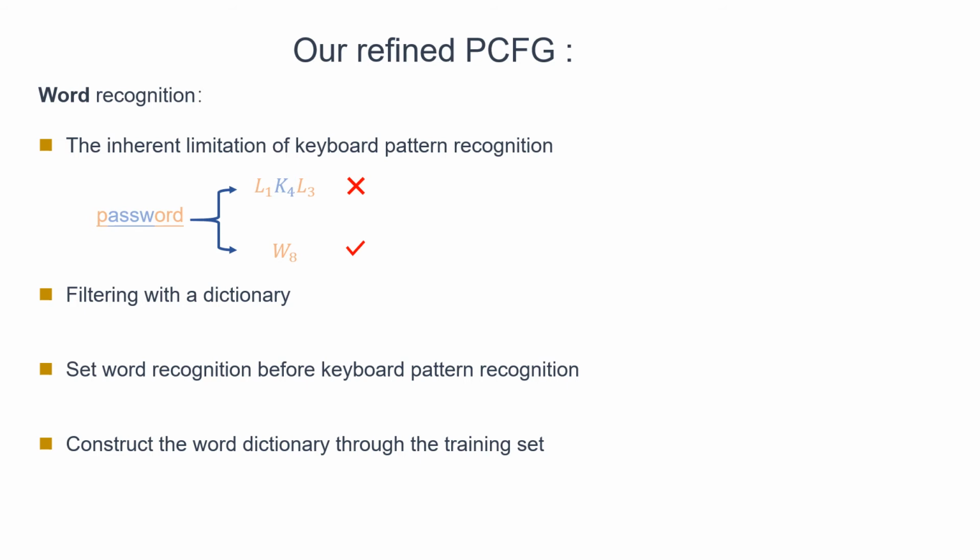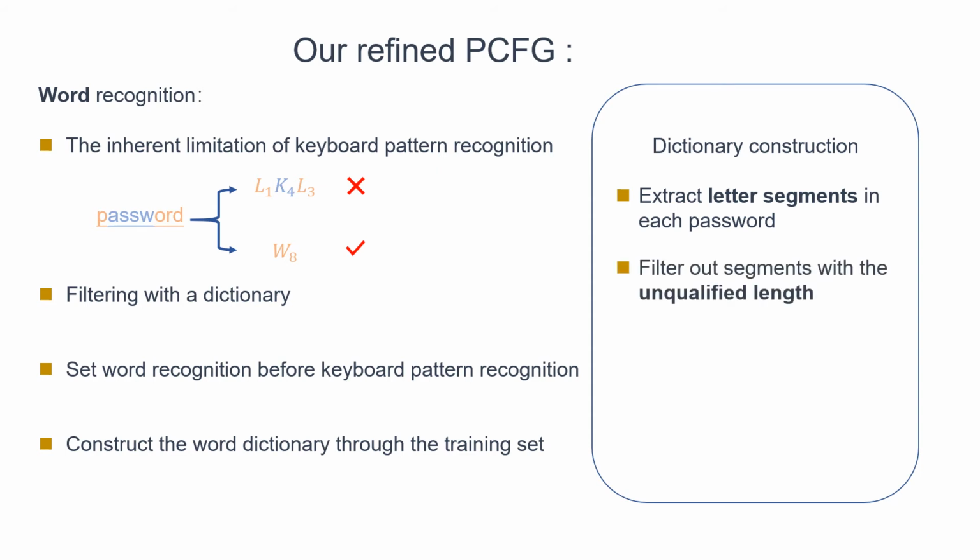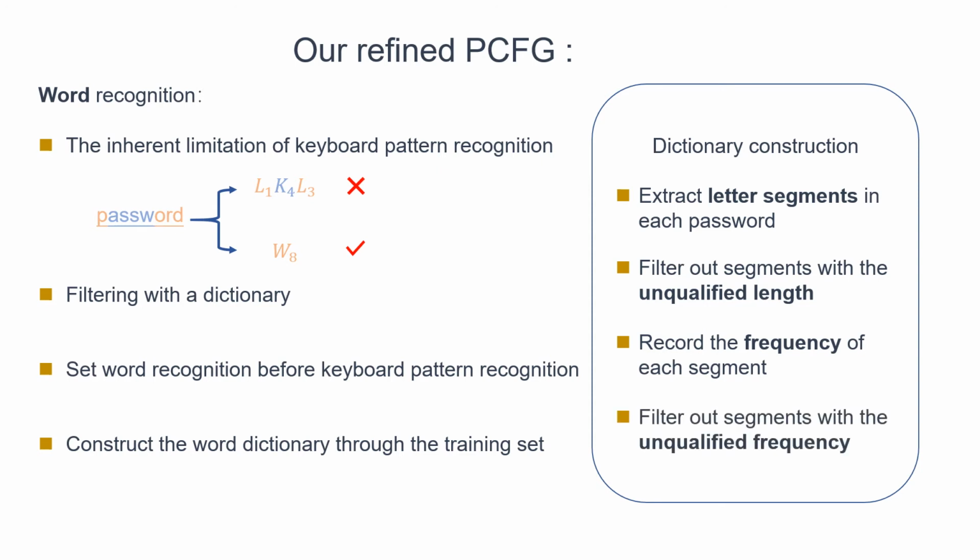Therefore, we choose to construct the word dictionary through the training set. We first extract letter segments in each password, and then filter out segments with the unqualified length. The frequency of each segment is recorded, and the segments with the unqualified frequency would be filtered out.